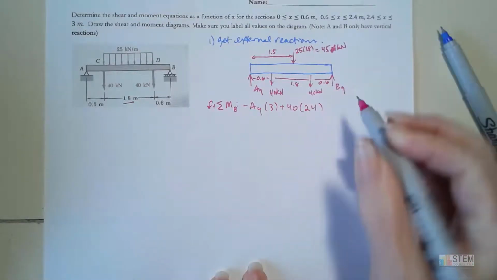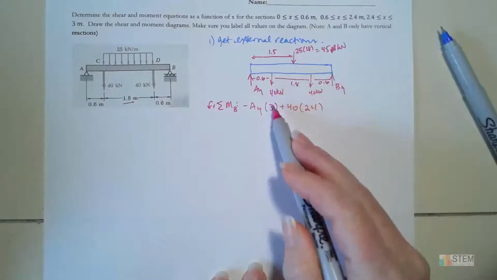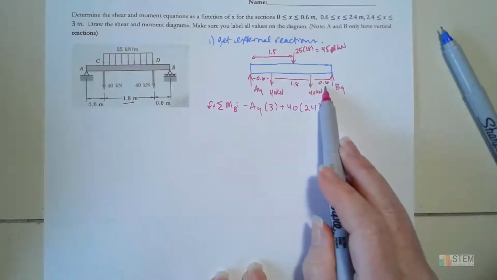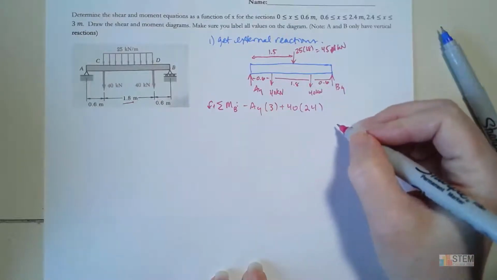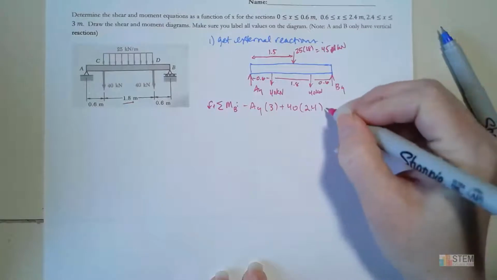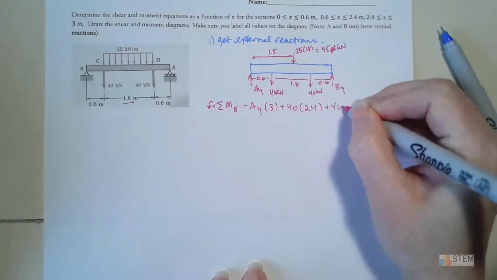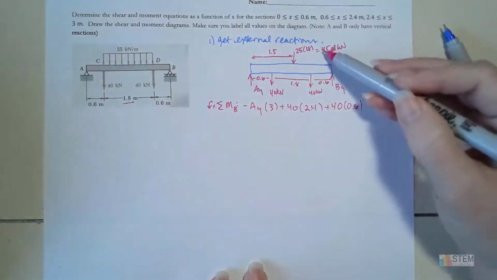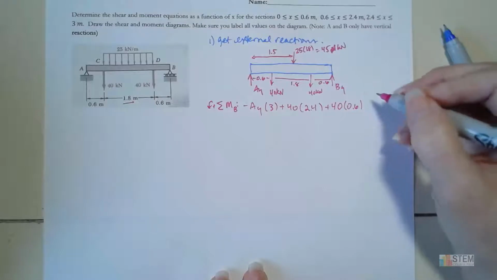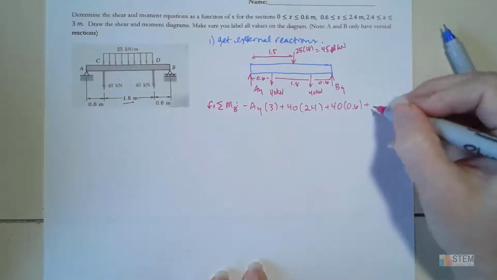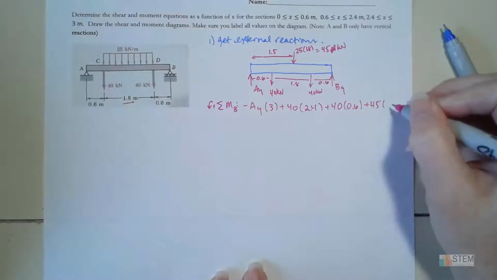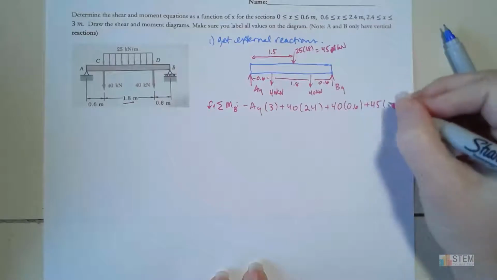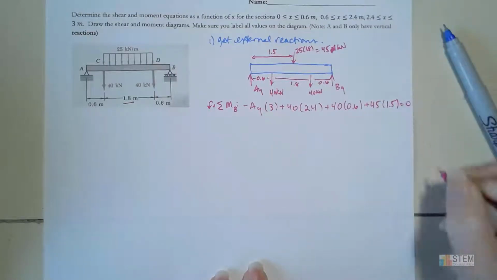That's this 40 right here. It's going down, so it's counterclockwise, positive. The distance will be 1.8 plus 0.6, which gives me 2.4. And then we've got this other 40. That's also going to be a positive moment, and that distance is 0.6. And then finally, I've got the 45 up here. That's going down, so that's going to be positive, and the distance is going to be 1.5, because remember, it's right in the middle. And then set it equal to 0.